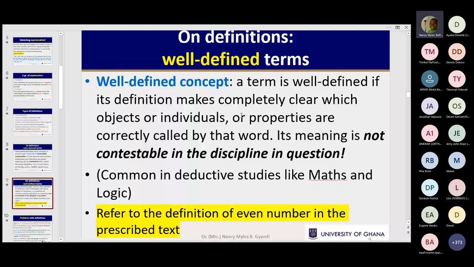But most of the time, these two ways of defining a term, well-defined concept and open class concept, are mixed. So in a discipline, you have some of your terms being open class, some being well-defined. I want you to be wary about that. Look on the screen very well, and you'll be able to distinguish a term that is well-defined. It doesn't allow for alternative interpretations, because what?